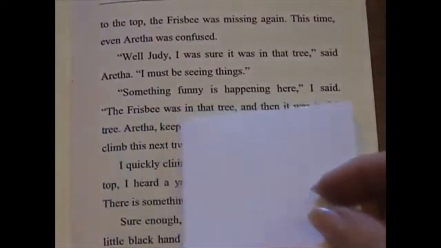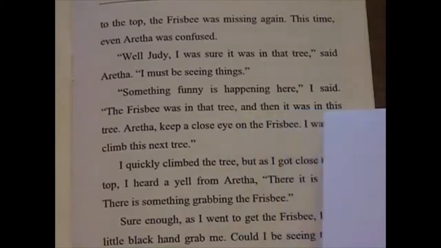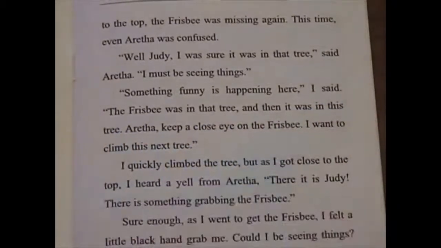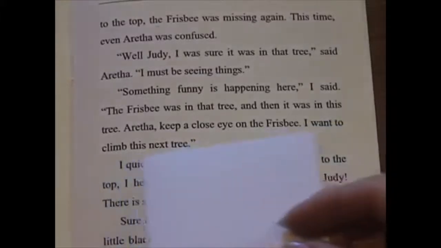The frisbee was in that tree, and then it was in this tree. Aretha, keep a close eye on the frisbee. I want to climb this next tree.